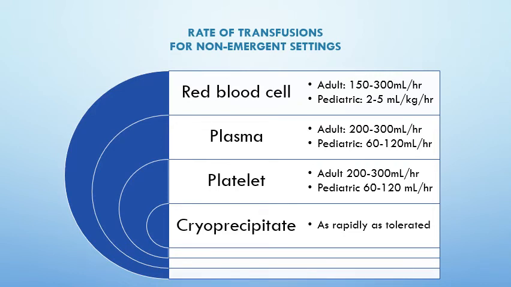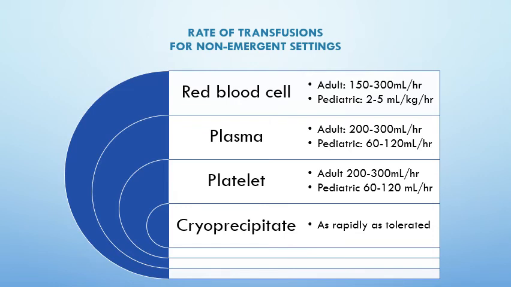Plasma for adult patients is 200 to 300 milliliters per hour. Pediatric is 60 to 120 milliliters per hour. Platelets in adults are 200 to 300 milliliters per hour, and pediatric are 60 to 120 milliliters per hour. Cryoprecipitate should be given as rapidly as tolerated. So these ranges are open to your discretion.